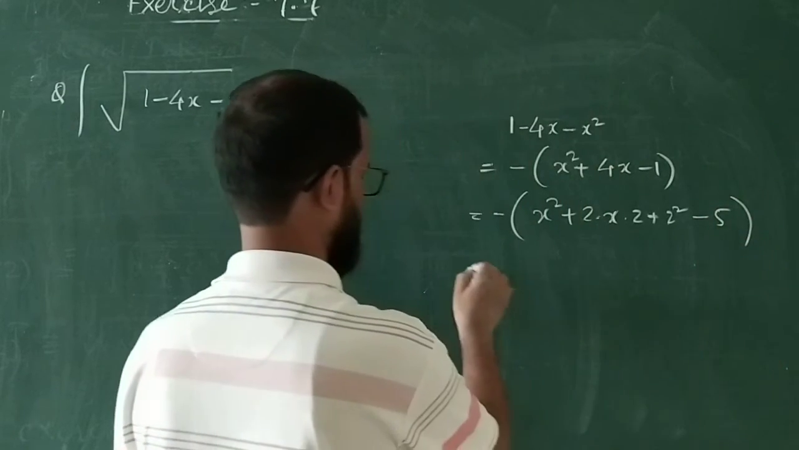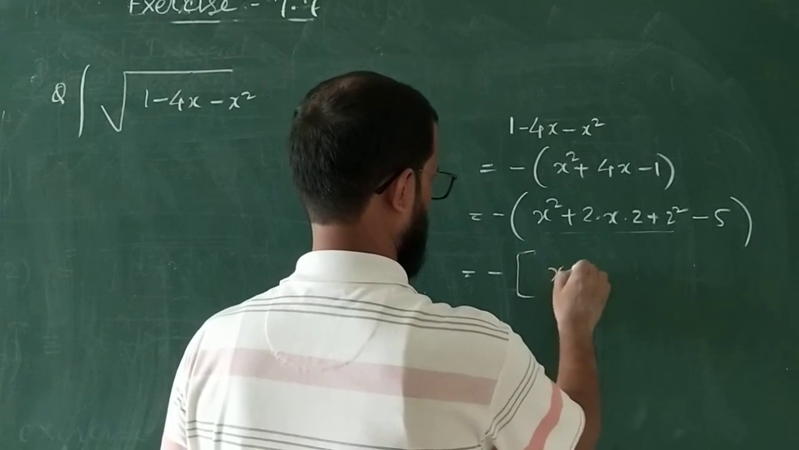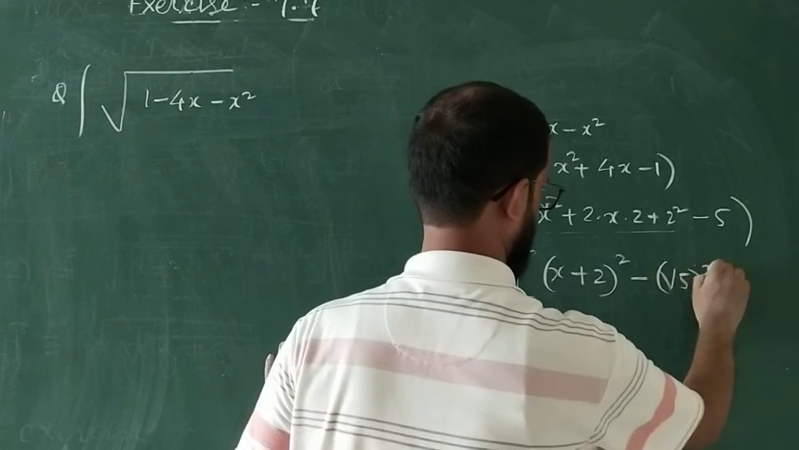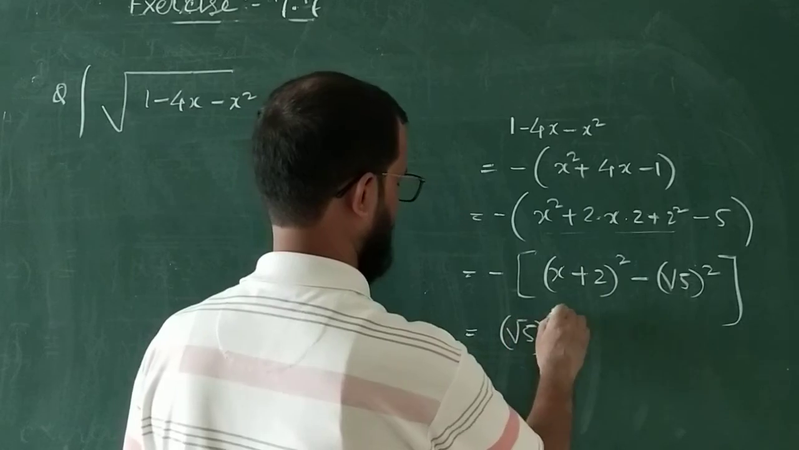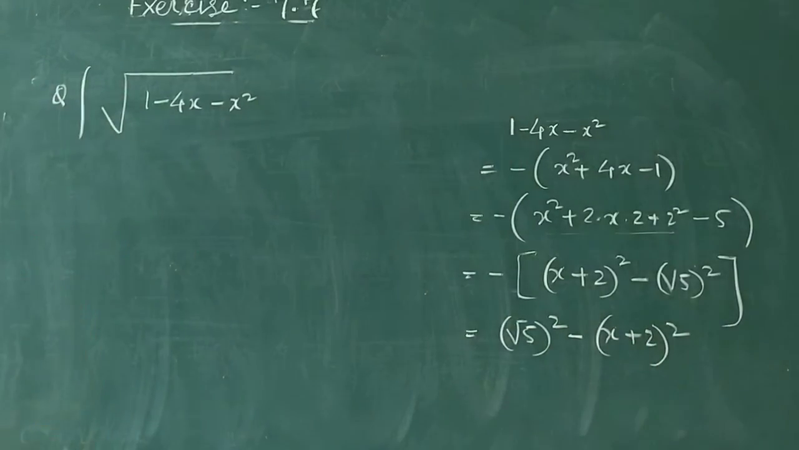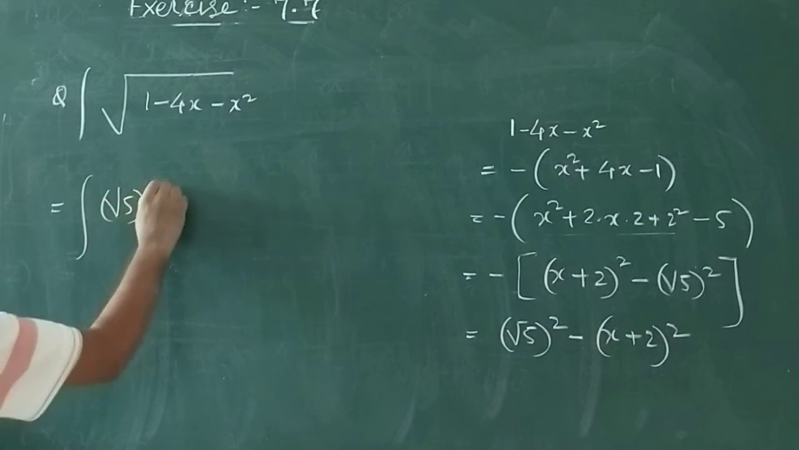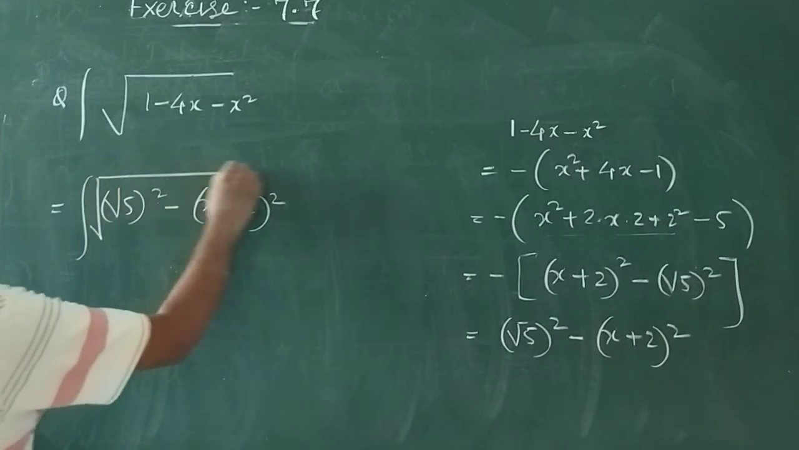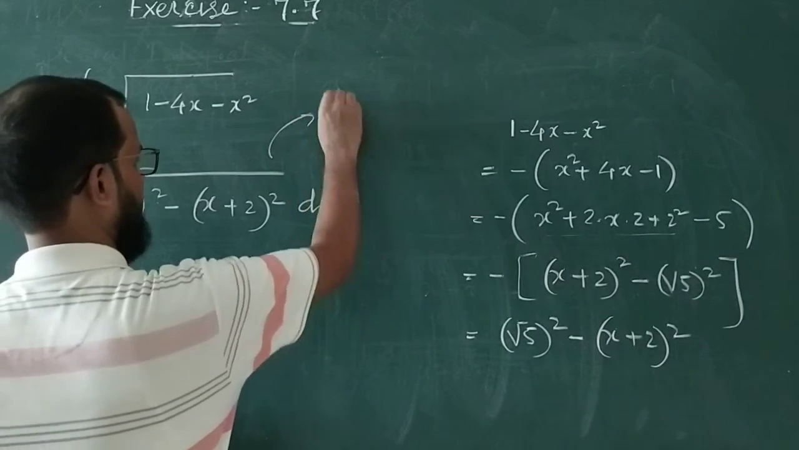ठीक है, I am not going to explain, you are understanding. From here to here it is what? x plus 2 whole square, and it can be written as what? Root 5 whole square. Okay, and finally it can be written as root 5 whole square minus x plus 2 whole square, ठीक है, and which is equal to, this integral becomes root 5 whole square minus x plus 2 whole square under the square root, dx.